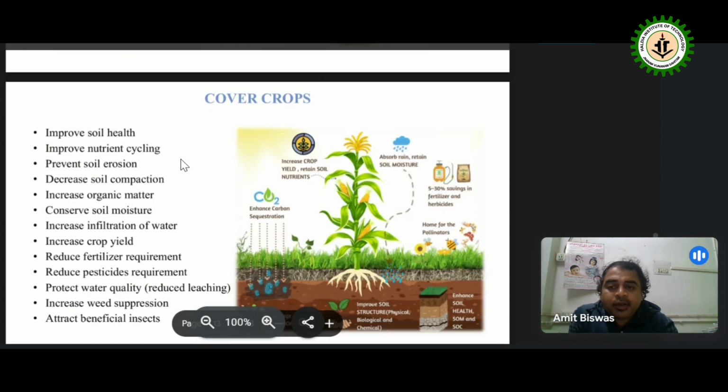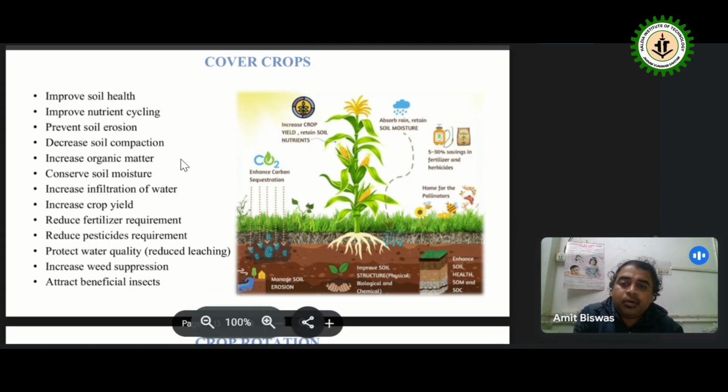So now cover crops. Why are cover crops required? It improves soil health, it improves nutrient cycling, it prevents soil erosion, it decreases soil compaction, it increases organic matter, it conserves soil moisture, increases infiltration of water, increases crop yield, reduces fertilizer requirement, reduces pesticide requirement, protects water quality, reduces leaching, increases weed suppression, and attracts beneficial insects.